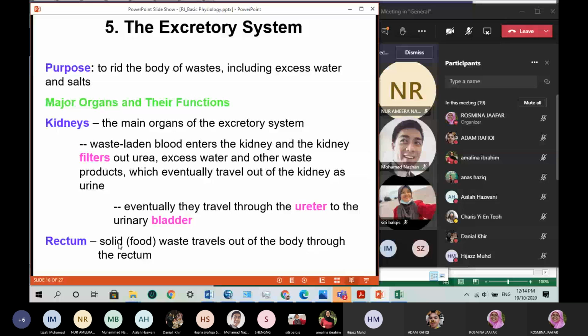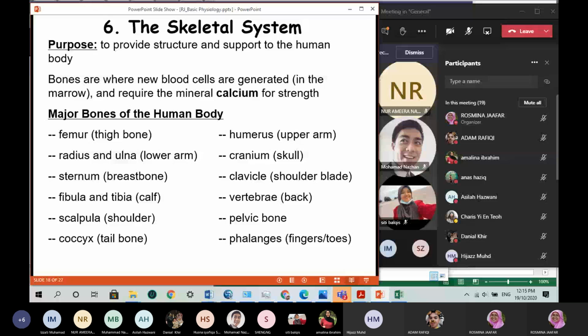Okay, then the skeletal system. The purpose is to provide structure and support to the human body itself. Skeletal system is made of bones, and the bone is actually a factory for blood cell production, because the bone marrow is able to recycle blood cells and to produce new blood cells. And it requires minerals, calcium, for strength of the bone.